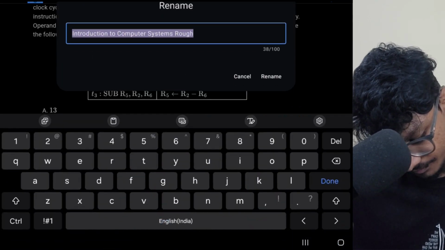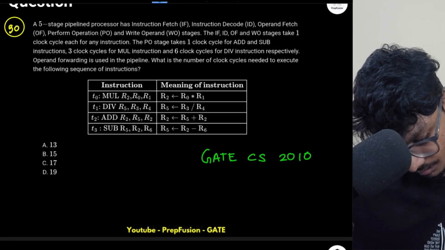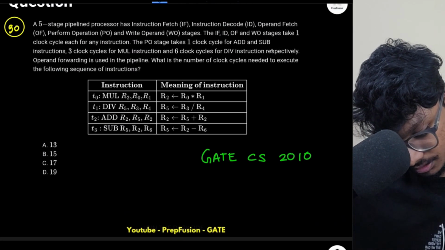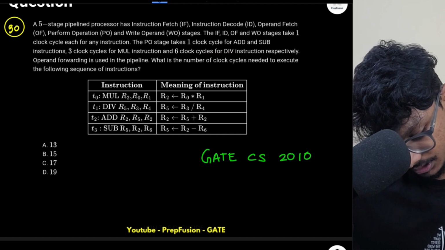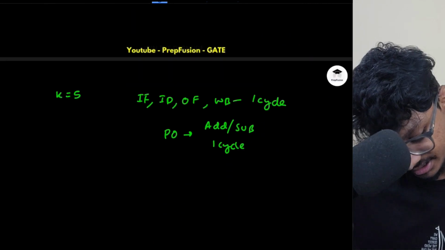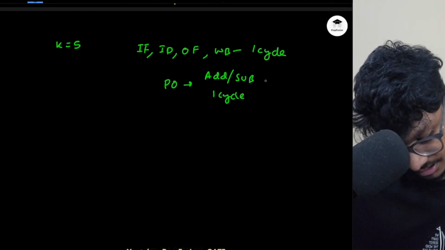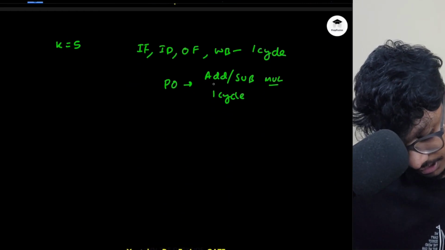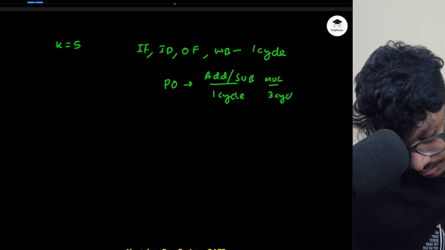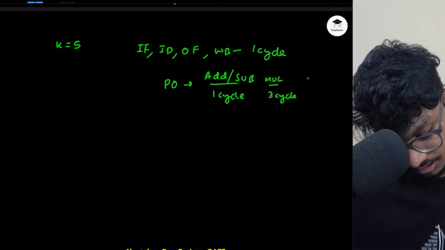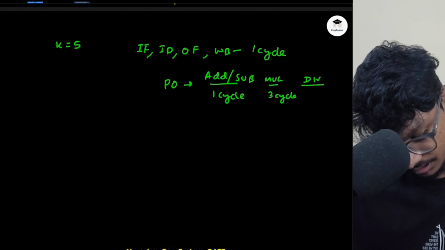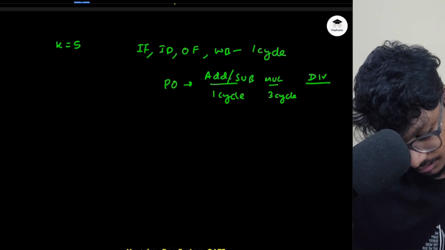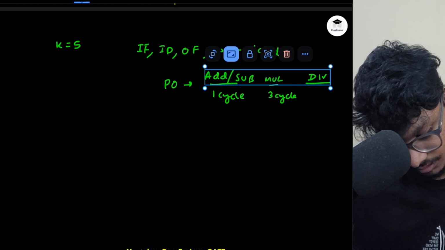And the perform operation for a multiplication instruction takes 3 clock cycles. For multiplication it takes 3 clock cycles, and for division it takes 6 clock cycles.